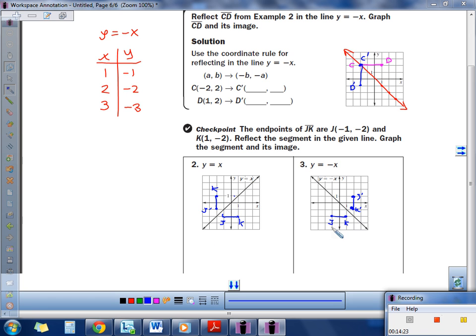Over here, JK, same thing, reflecting over a diagonal line, you count diagonals. So here is 1 diagonal and a half. There's a half, then 1, there's my J prime. Once again, here's K, the half diagonal, continue half diagonal, there's my K prime.